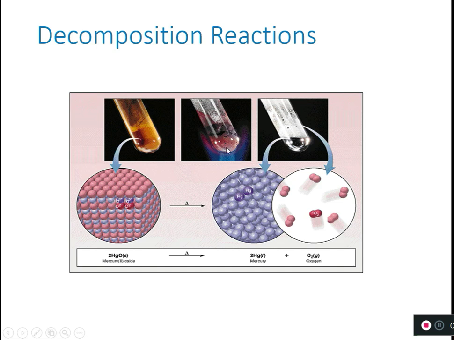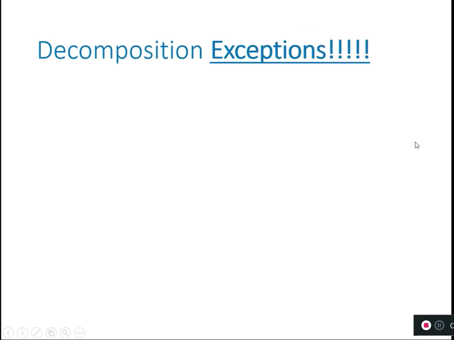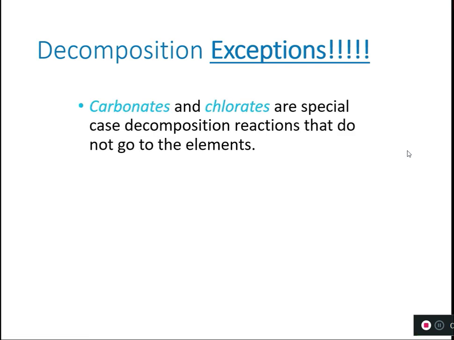Normally for a decomposition you have to break the bonds, so you normally have to add some heat to break it down. Now there are some exceptions on how decompositions take place. One of the exceptions is with carbonates and one is with chlorates. For everything except carbonates and chlorates, I want you to be able to predict that the products are going to be just the elements.